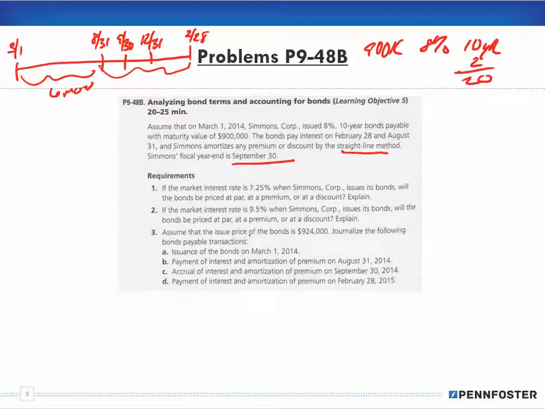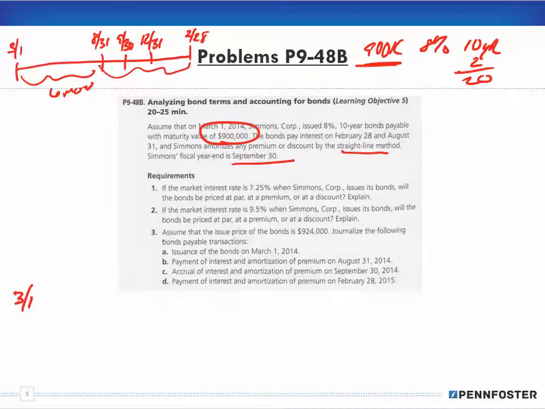All right. Assume that the issue price of the bonds is $924,000. Journalize the following bond payable transactions. I'm going to do this, but I'm going to pause and erase where necessary. So if the bond is at 900,000, and we're issuing it on 3/1, it has a maturity value of 900,000.